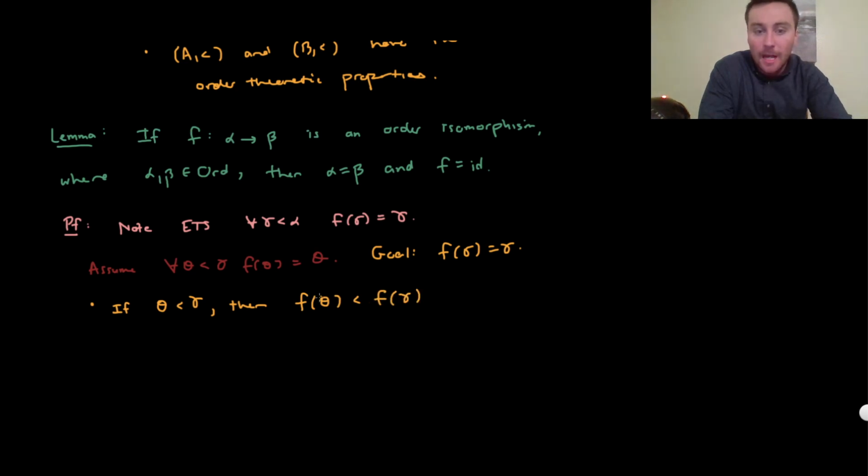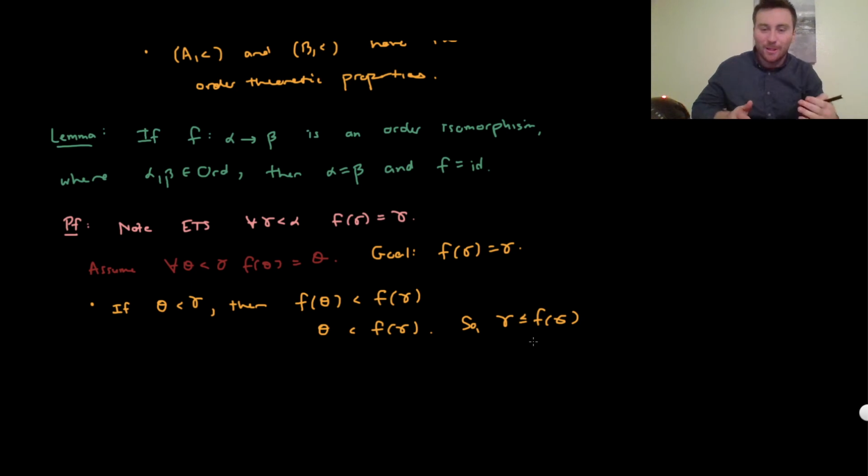But what do we know about f of theta? By our induction hypothesis, this thing is just equal to theta. So we have that theta is less than f of gamma. But that's what we wanted to show: gamma is going to be less than or equal to f of gamma. You could say it's a subset of, but we've proven already that the subset relation is the same as the less than or equal to relation for ordinals.